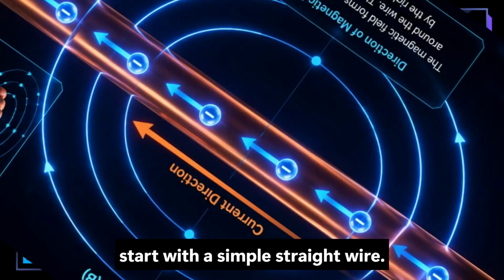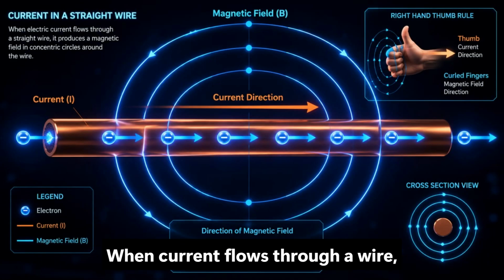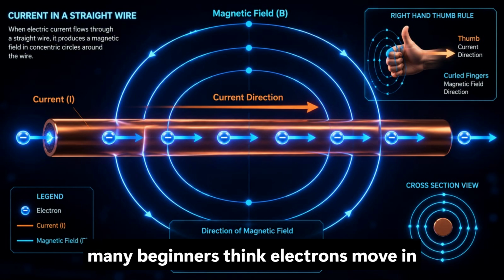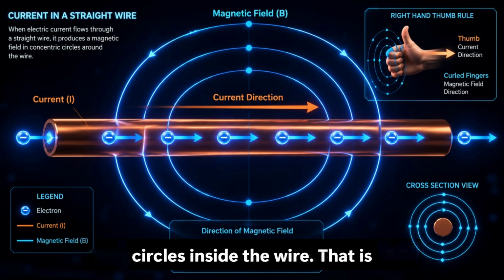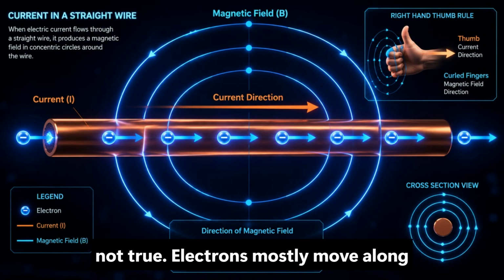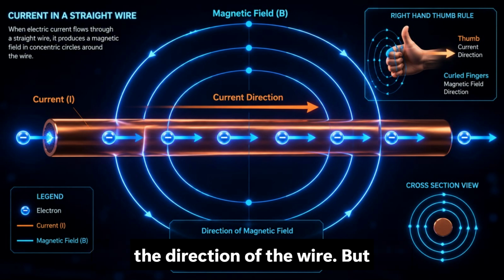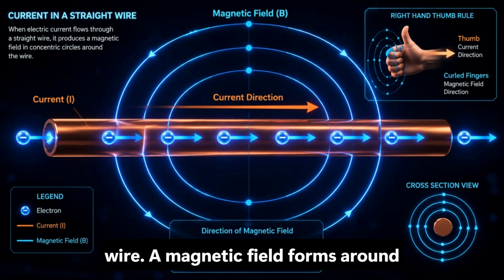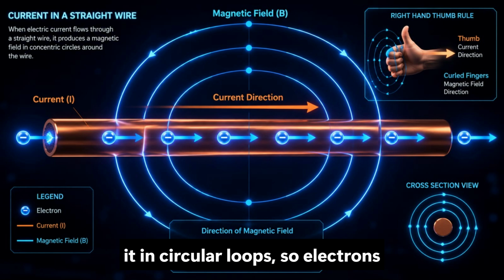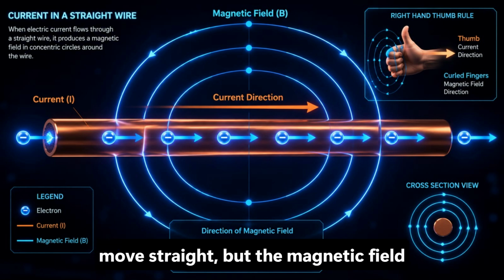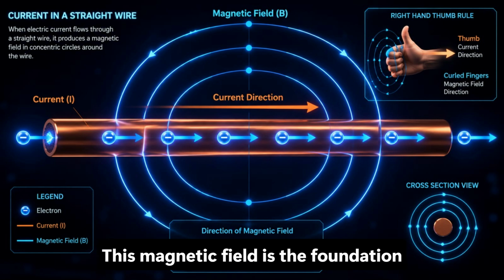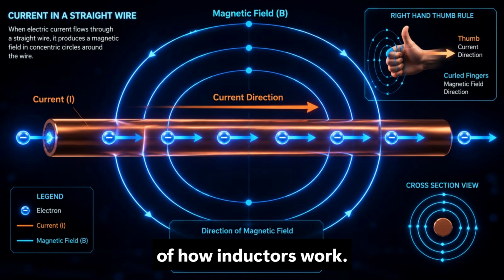Let's start with a simple straight wire. When current flows through a wire, electrons move through the conductor. Now many beginners think electrons move in circles inside the wire. That is not true. Electrons mostly move along the direction of the wire. But something interesting happens around the wire. A magnetic field forms around it in circular loops. So, electrons move straight, but the magnetic field forms around the wire in circles. This magnetic field is the foundation of how inductors work.